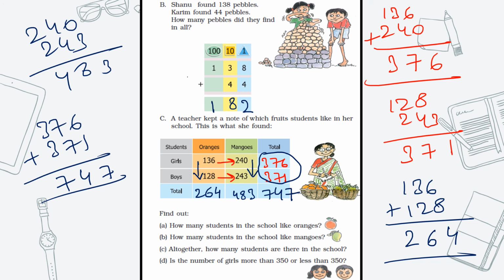Now let's answer these questions. How many students in the school like oranges? Total students 264 who like oranges. How many students like mangoes? Total 483 students who like mangoes. How many students in total? 747. Is the number of girls in school more than 350 or less than 350? Total number of girls are 376, so more than 350.